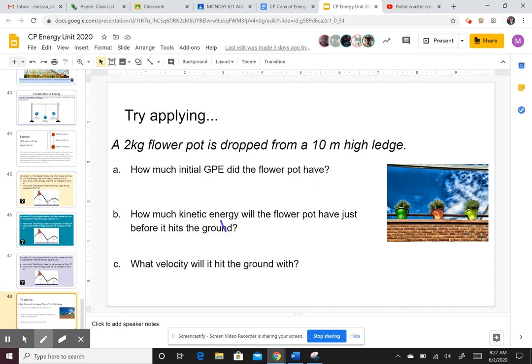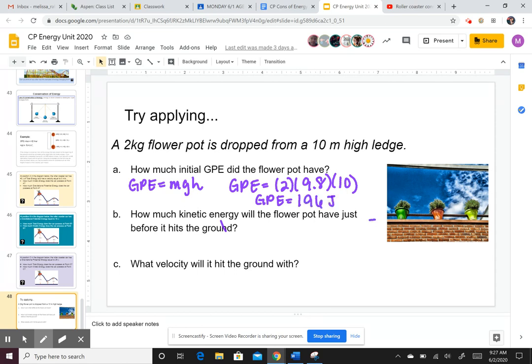So here you just want to use the GPE equation. GPE equals mass times gravity times height. So we have a mass of 2, gravity is always 9.8, and a height of 10. And that gives you, let me calculate it real quick, 2 times 9.8 times 10 gives you 196 joules.